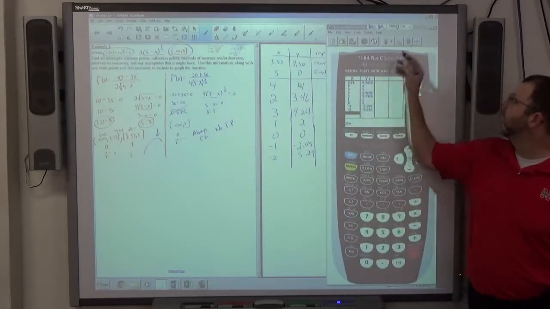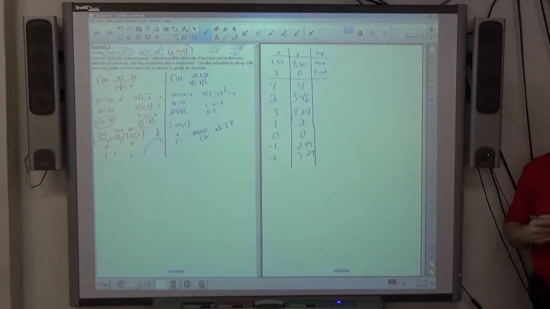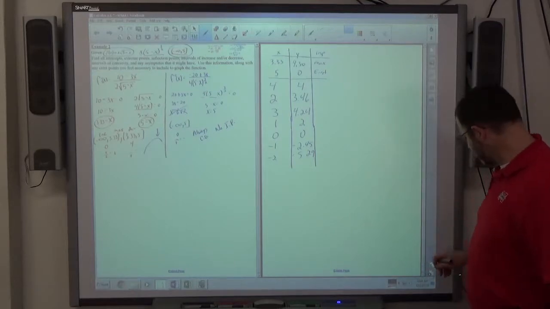Notice the importance column is being left empty there because those aren't important. They're not maximums, they're not minimums, they're not inflection points. They're just extra points in the curve that help give us a clearer picture of what the curve is supposed to look like. And then we go on to get some graph paper.